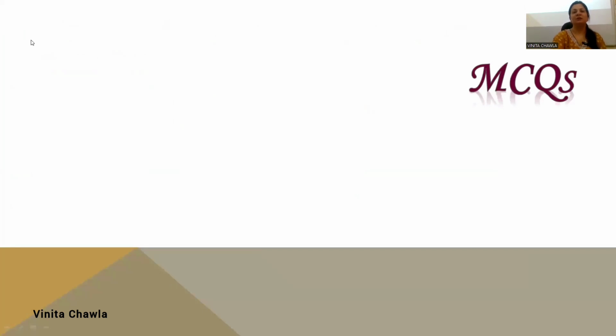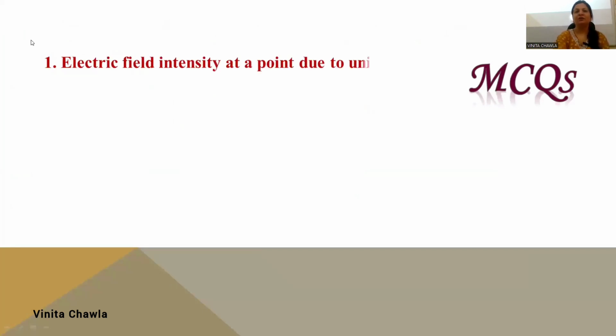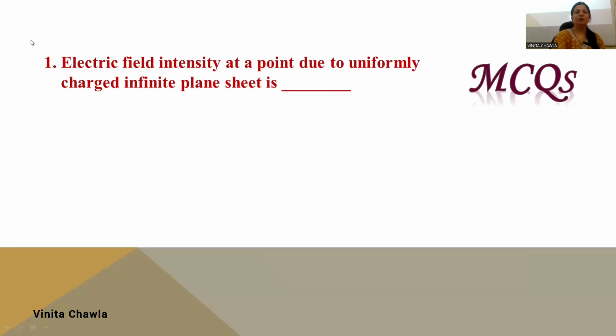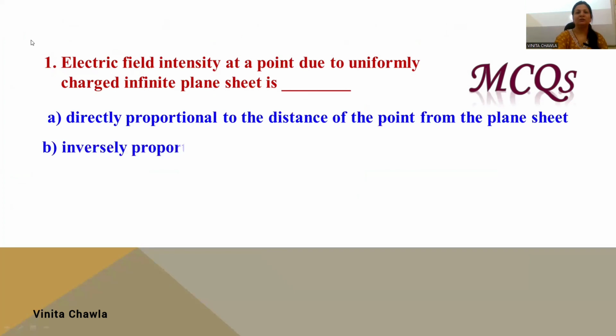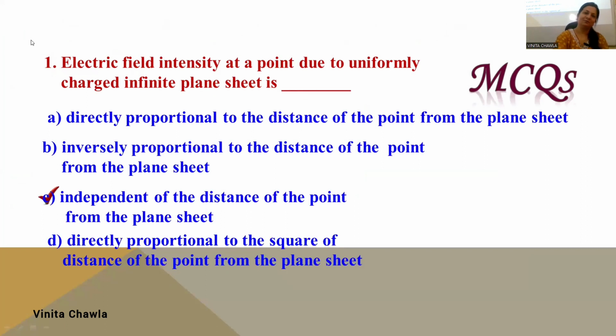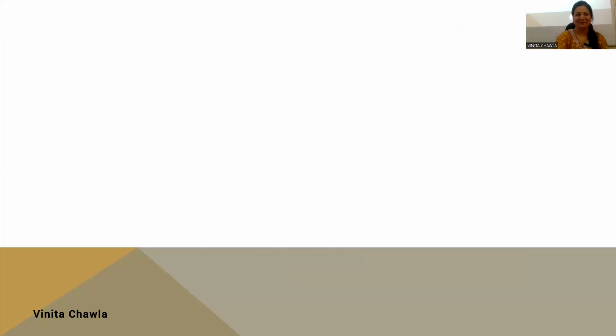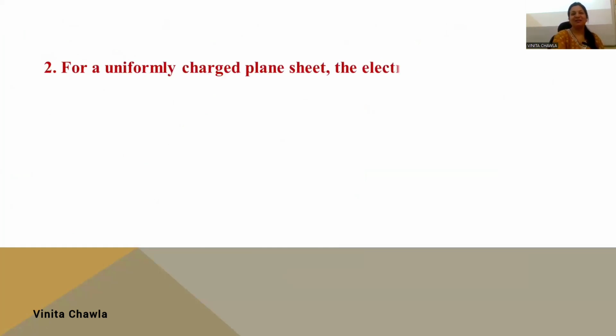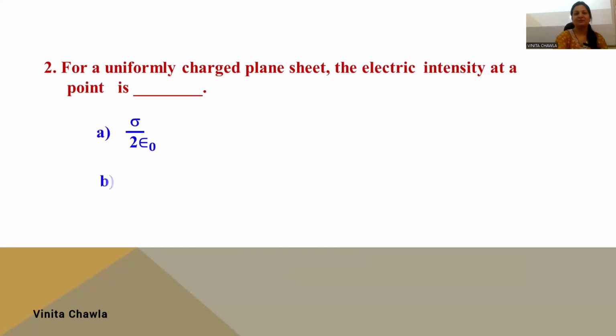Next, we have questions based on it. Electric field intensity at a point due to a uniformly charged infinite plane sheet is directly proportional to the distance, inversely proportional to the distance, independent of the distance, or directly proportional. Very good. The way you give answers before the question is even finished, it seems you've already got it. For a uniformly charged plane sheet, the electric intensity at a point is sigma upon 2 epsilon naught.